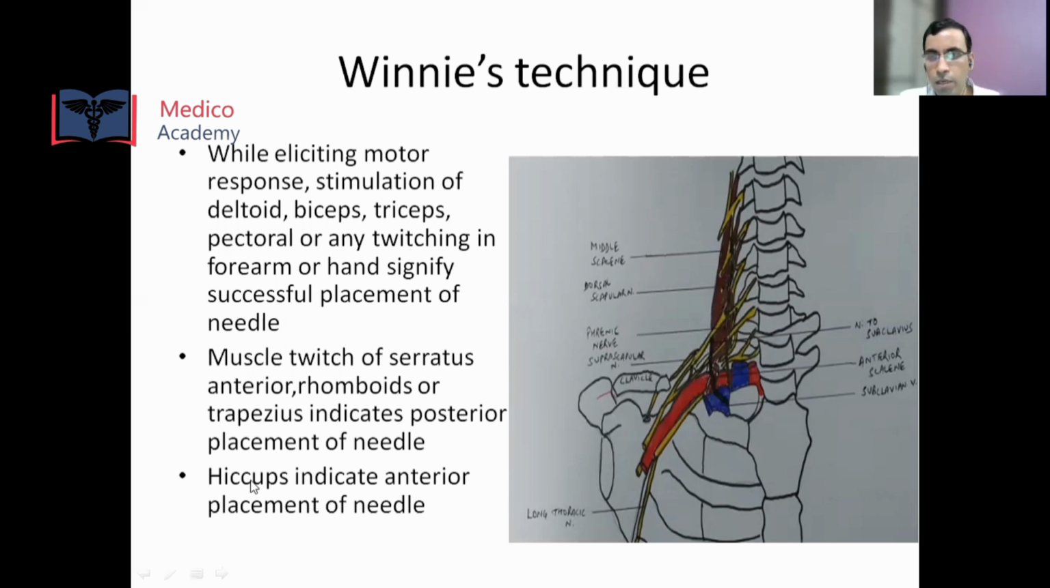Similarly, if hiccups are encountered while giving this block, they indicate that probably the phrenic nerve is getting stimulated. The phrenic nerve, as we know, lies on the anterior belly of the anterior scalene muscle. So we need to go deeper to give this block.